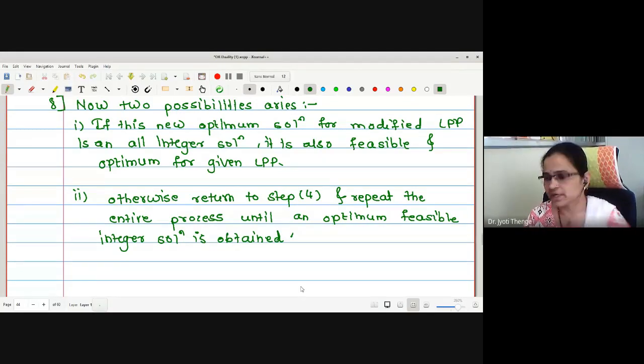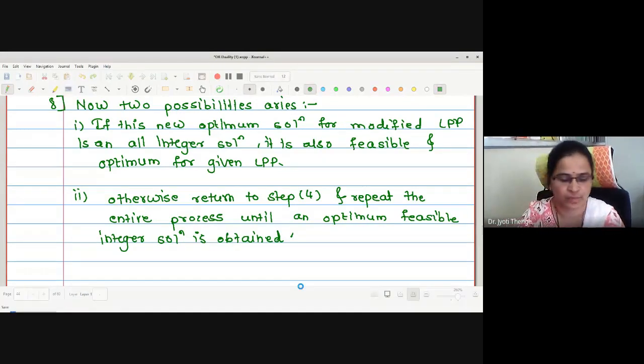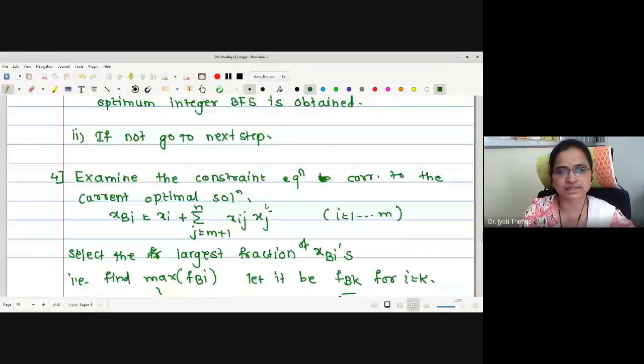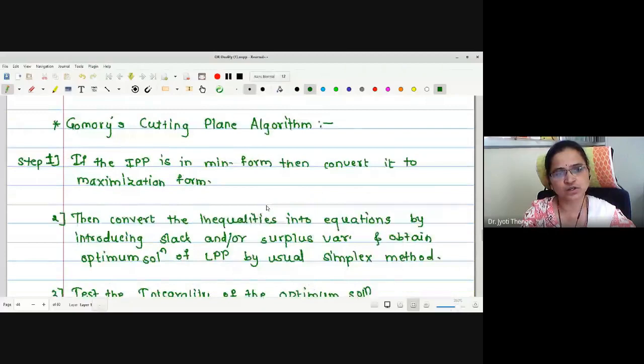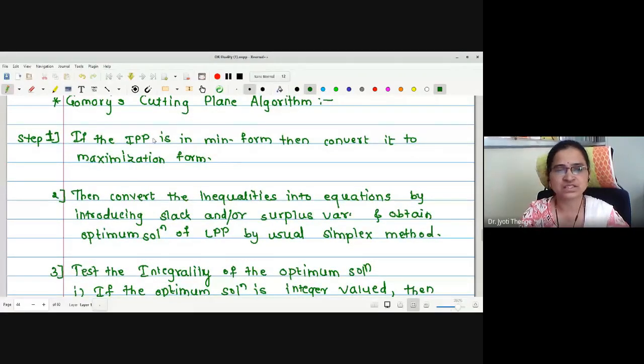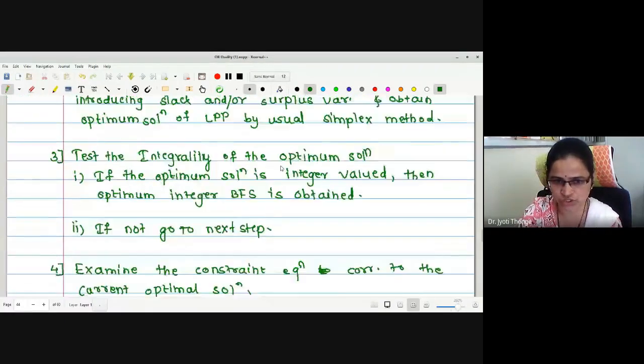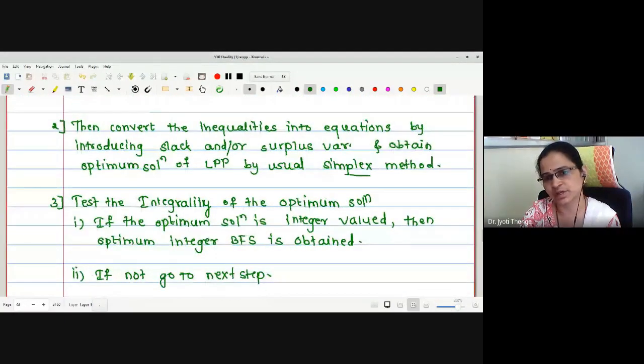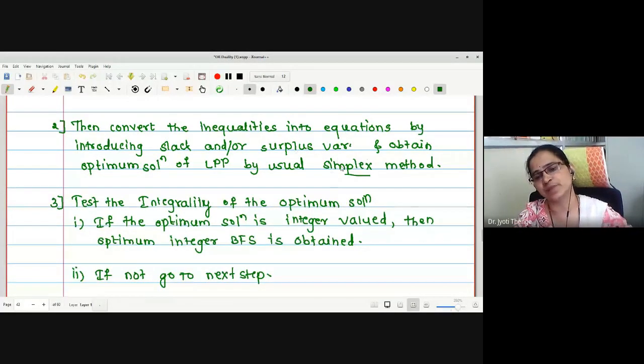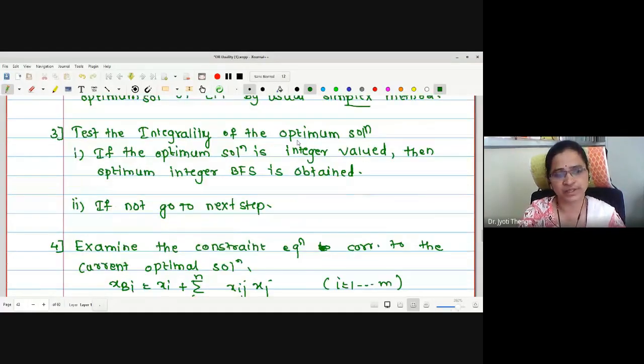Okay, is it clear to everyone? Actually, we will understand this algorithm once we solve the examples. These first 2-3 steps are very easy. First step, converting the minimization objective function to maximization. Second step, convert inequality constraints to equations and apply the usual simplex method. If we have a greater-or-equal type constraint, instead of simplex, you have to use either big M, two-phase or dual simplex. Then you have to test the solution.